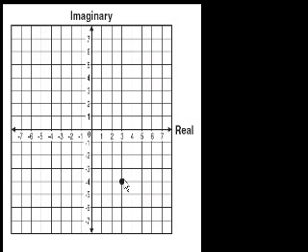So what's the real part? This coordinate, its real part is 3. And its imaginary part is minus 4. Right there. Minus 4. So it's 3 and its imaginary part is minus 4 in the imaginary direction. And we're done. 3 minus 4i. That's choice C.